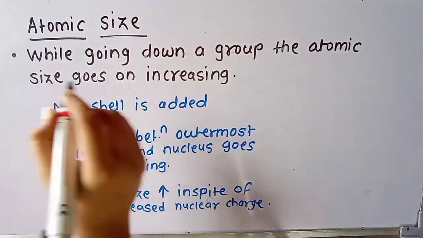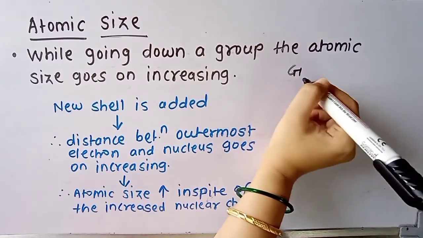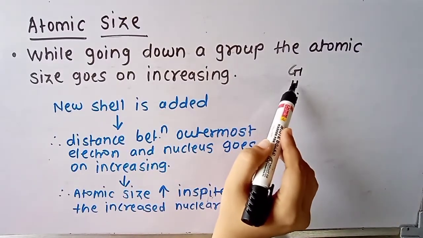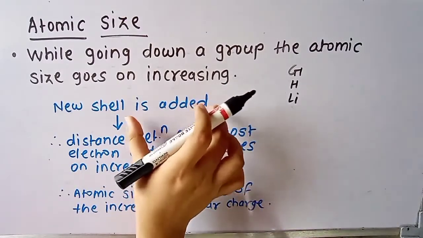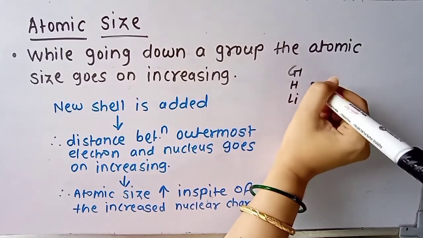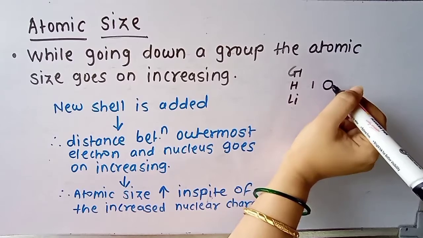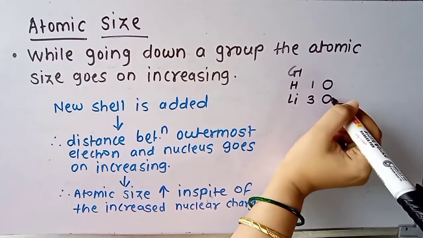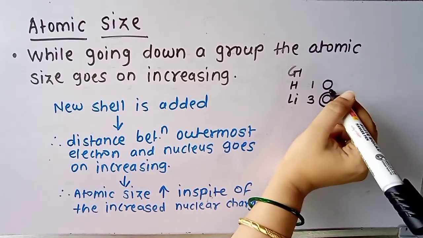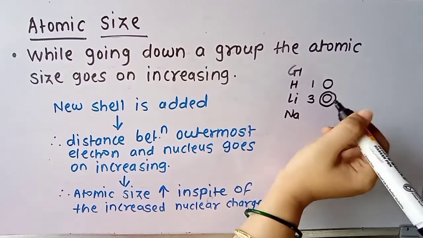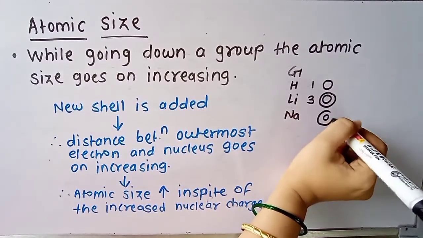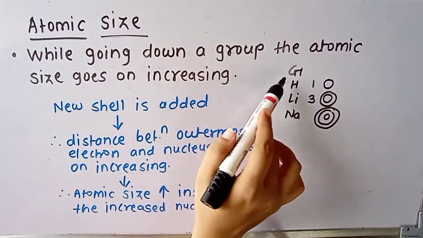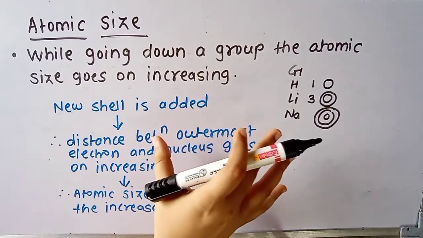So while going down a group, suppose this is group 1, you can see how many shells are there. The atomic number of hydrogen is 1, so only one shell is there, yes or no? What about lithium? Atomic number is 3, so there are 2 shells, first and second. Then third is sodium, so in this there are 3 shells, yes or no? So a new shell is added every time while going down a group. Are you getting me, students?